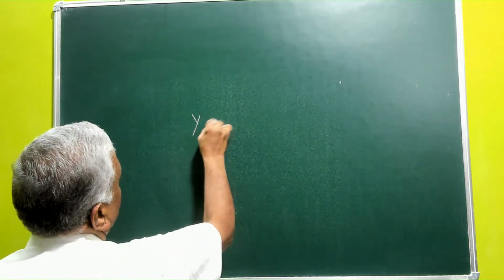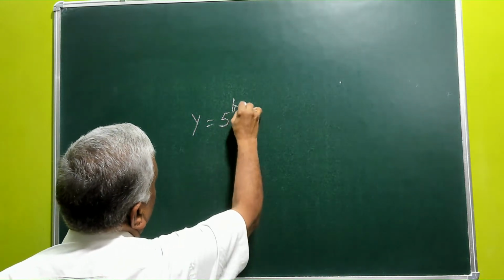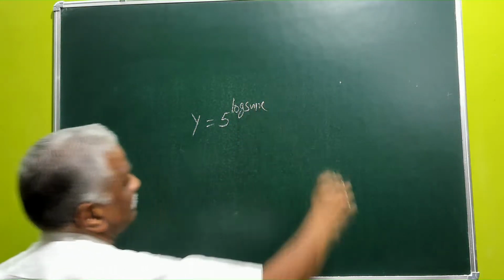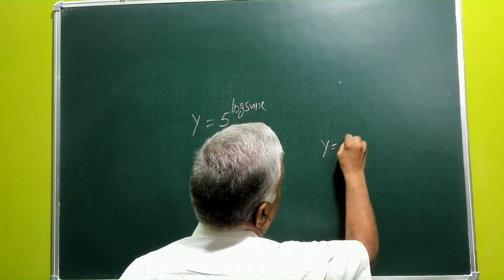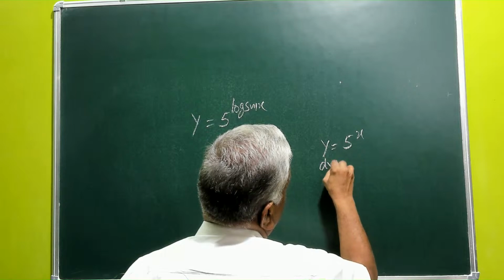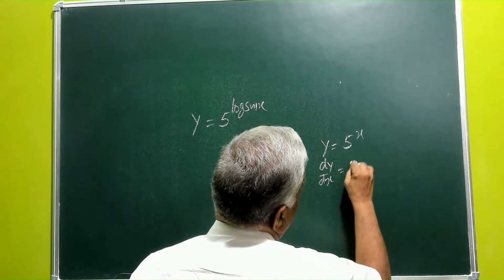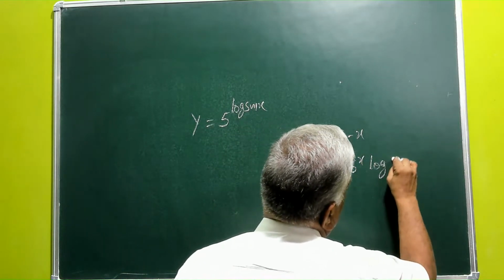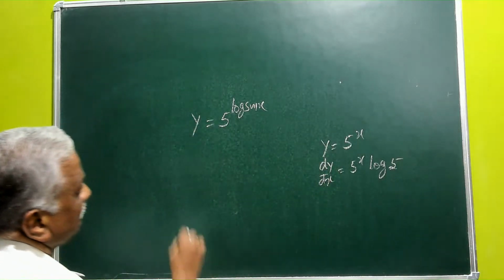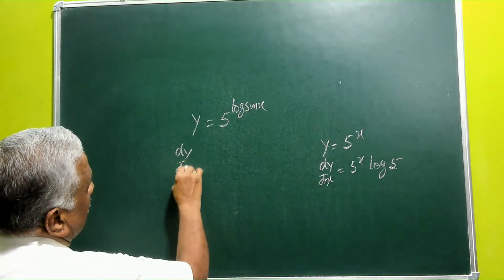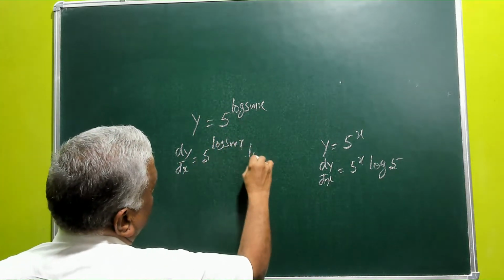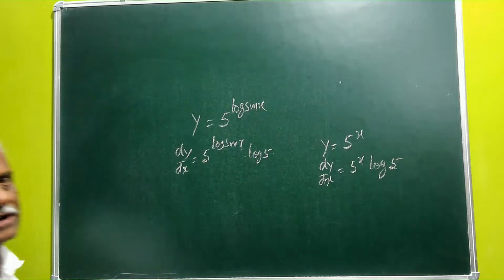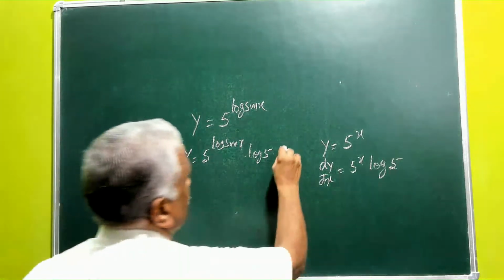The next problem is y is equal to pi to the power of log sin x. You should remember, if y is equal to pi to the power of x, what is dy by dx? It is pi to the power of x into log pi. So if you apply that formula, you get pi to the power of log sin x into log pi. Then you differentiate log sin x, that is cot x.